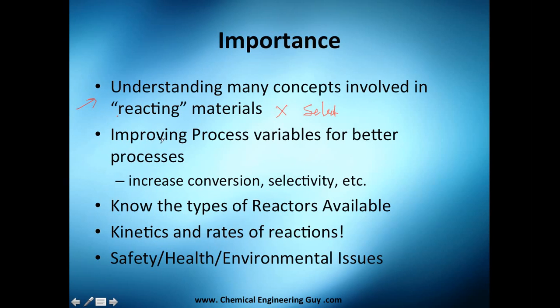And of course we want to improve our process by changing process variables, for example, as I told you before, increasing conversion or the selectivity of a product, etc. So also know at least which types of reactors are available on the market or in the industry. So maybe you don't have any idea.